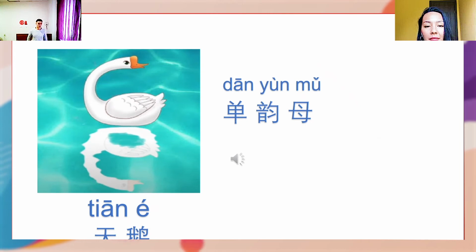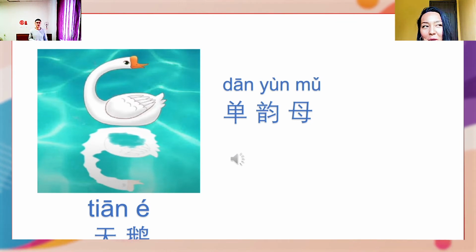Let's move on to the next one. Do you know these adorable animals? It's a swan. Yes, absolutely. Good. It's a swan. And do you know when the swan is crowing? Do you know the sound of a swan? Yes, excellent. So let's have a listen.